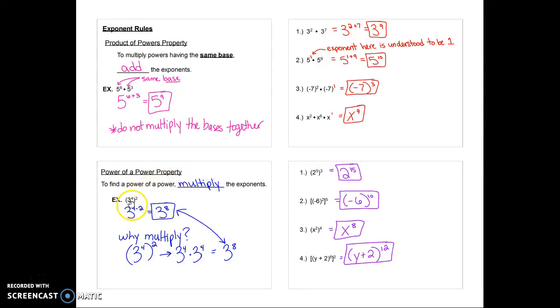So our first example, if I have 3 to the 4th power, that whole piece is being raised to the 2nd power.